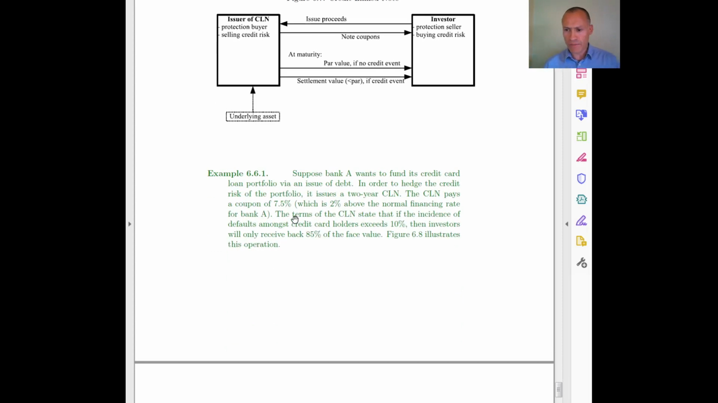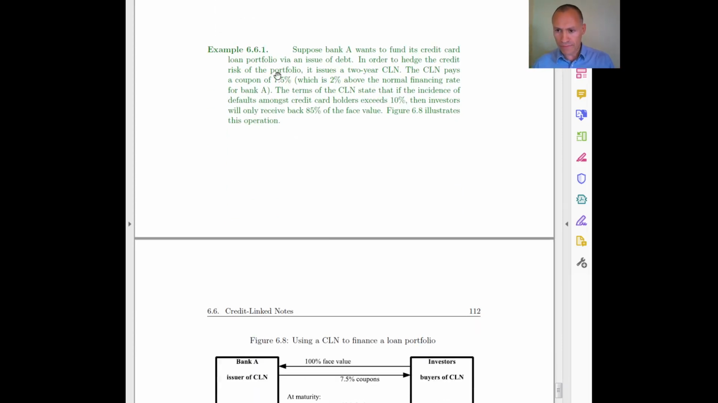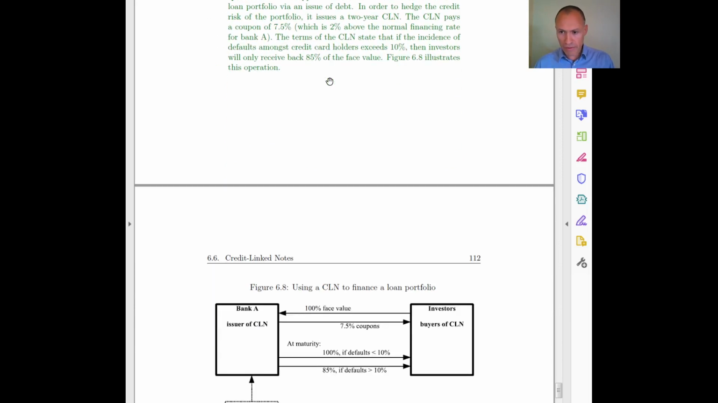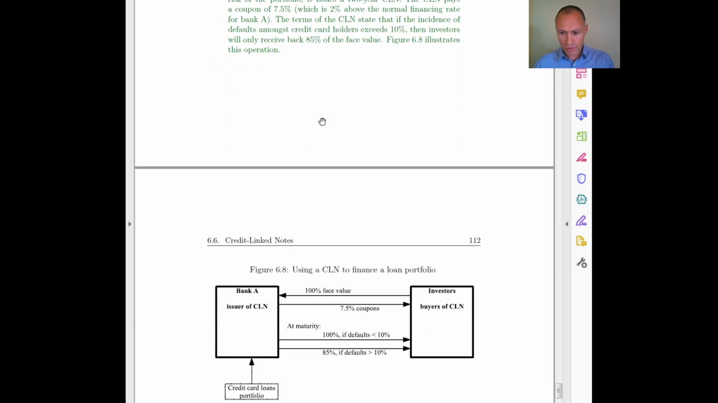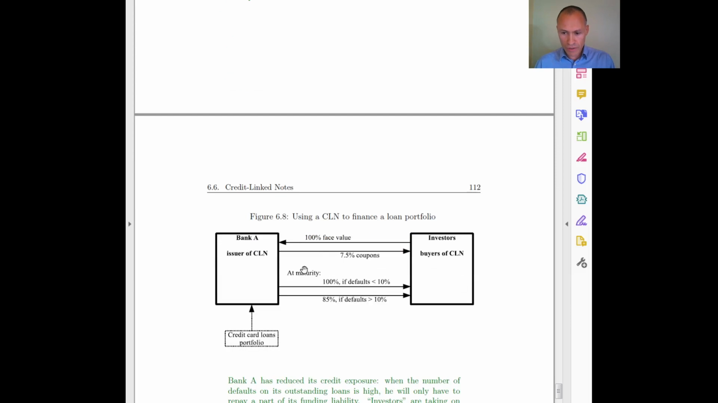So here's a quick example of this with some numbers, but it has exactly this idea that I just described. Please read through this, how this works with some numbers here. It's exactly the setup I just described. The coupon is 7.5%, presumably above the rate that this bank would pay on a standard note to compensate these investors for taking the credit risk of this credit card loans portfolio.